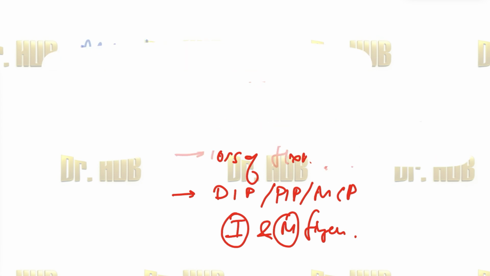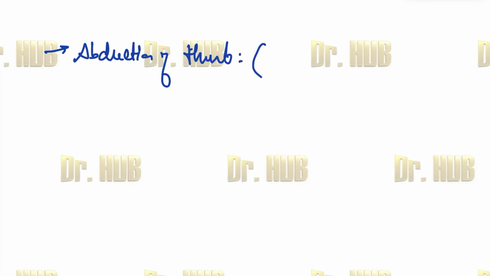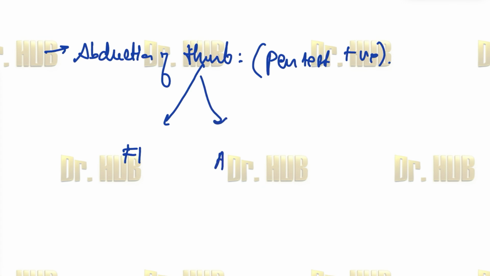Next, there is also the loss of abduction of the thumb, and the pen test is positive. Next, the loss of the flexion of the thumb and opposition of the thumb as well.